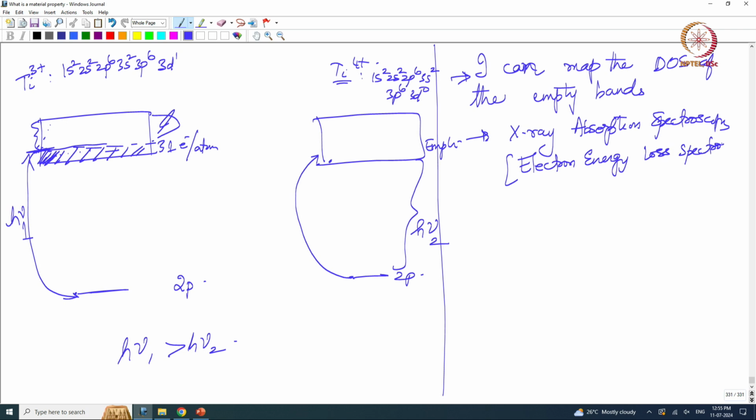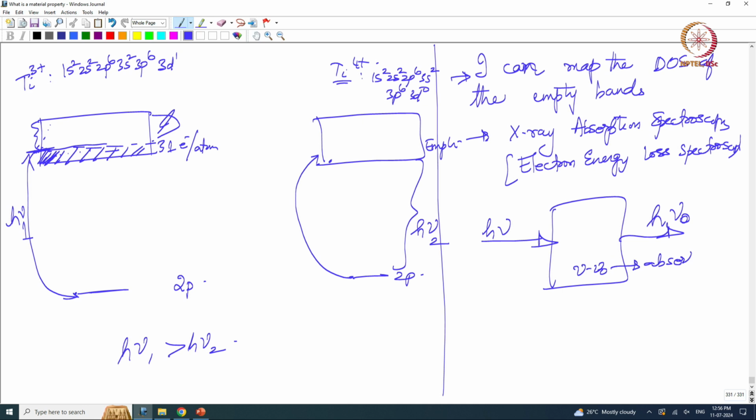So, this is an absorption technique again, where I shine really high energy X-rays or high energy electrons, and I measure the same X-ray photon or same electron which has a lesser frequency, right. So, which has something that has gotten absorbed, right. So, let me use h nu and nu naught. So, I have this nu minus nu naught is the absorbed energy, and if I plot absorbed energy as a function of the nu itself, right.